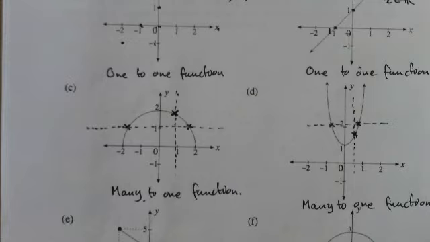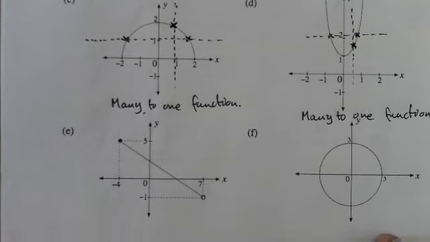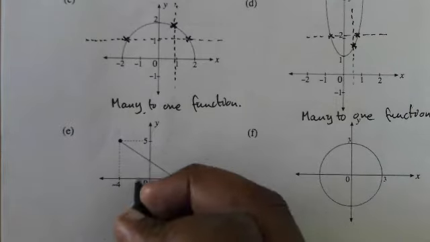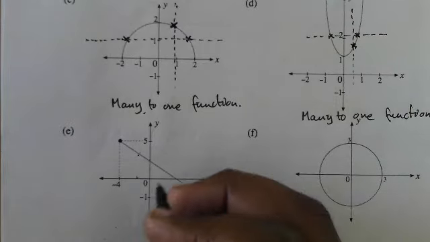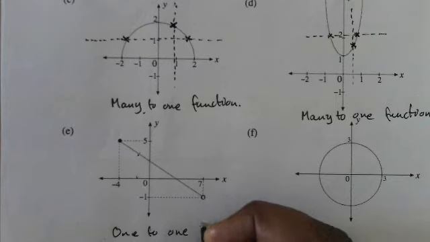Okay, so that's a many-to-1. This one, well, it's a straight line going this way, so it's still 1 to 1, because 1 x input gives you 1 y output. So this is a 1-to-1 function.